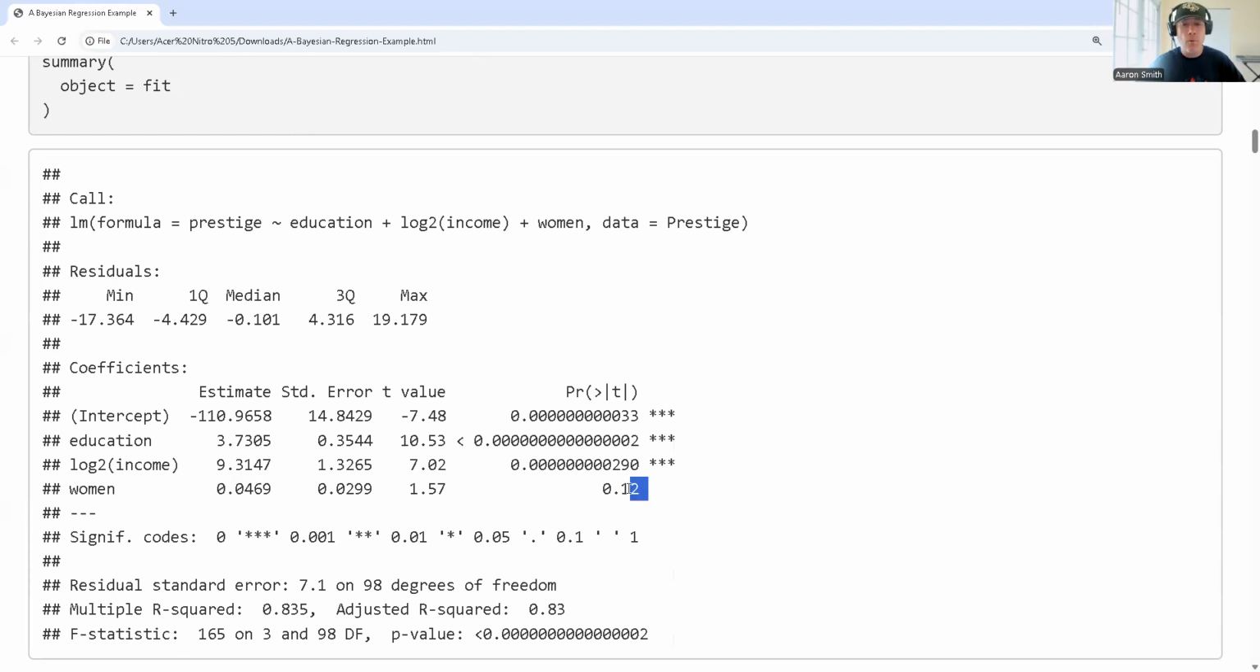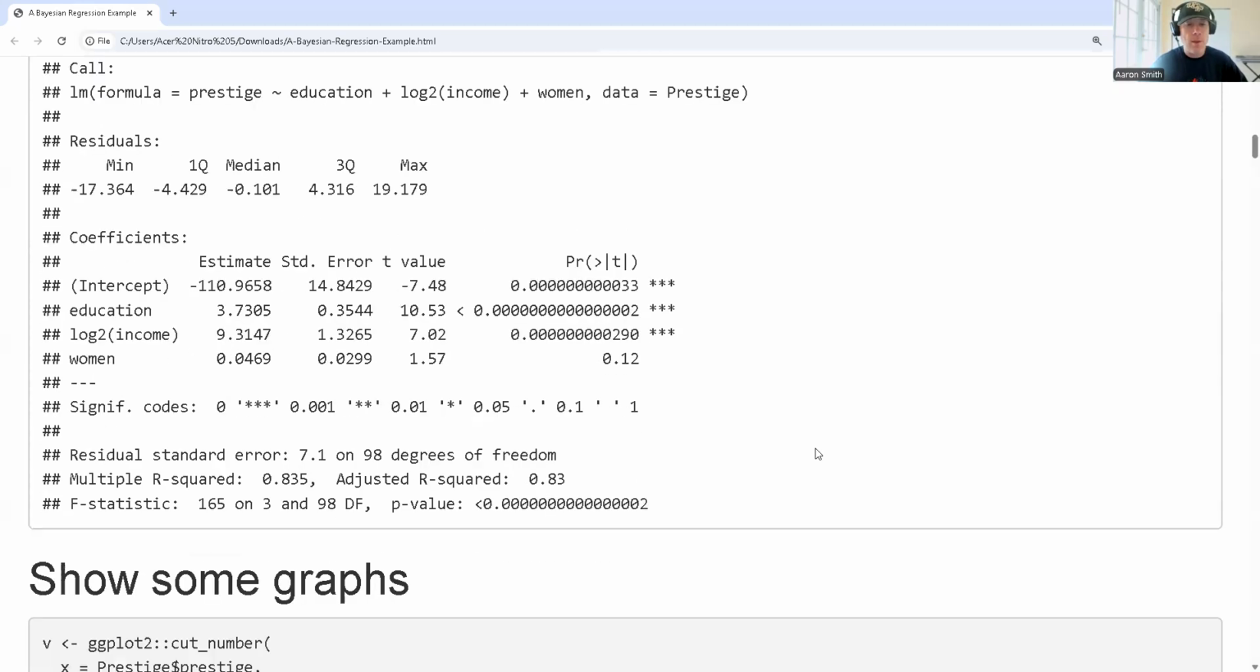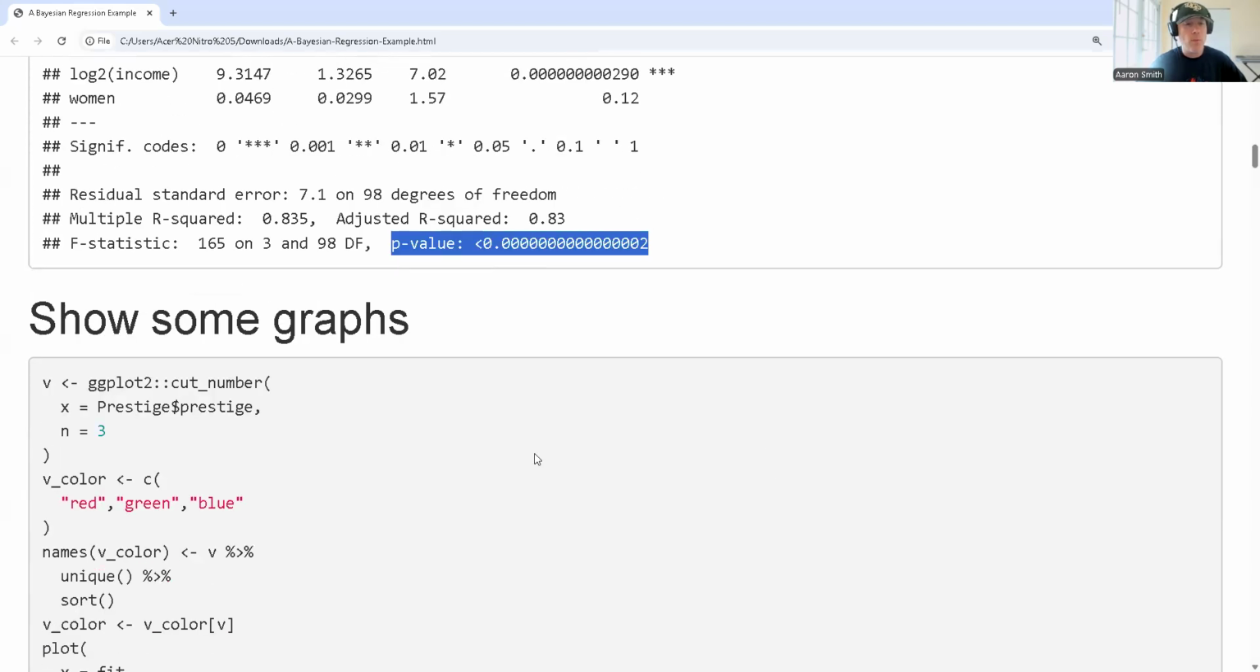We see that percent of women is not statistically significant, but overall things are looking really significant. I have no qualms with this model. I got a decent R squared. All right. And it's definitely statistically significant. All right, so let's go ahead and take a look at some graphs.